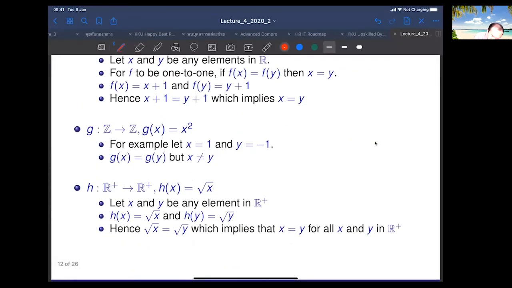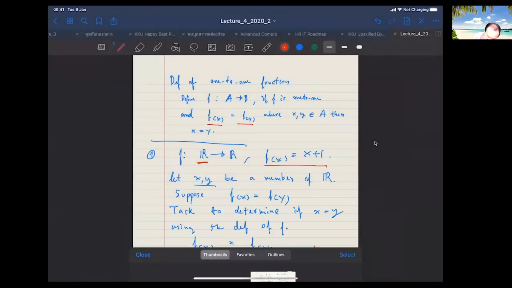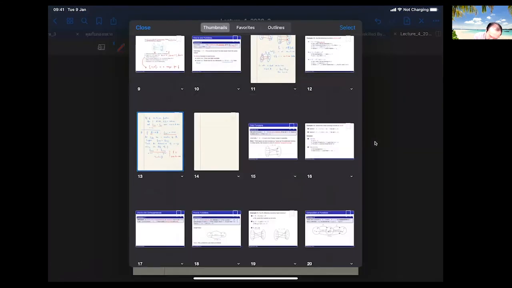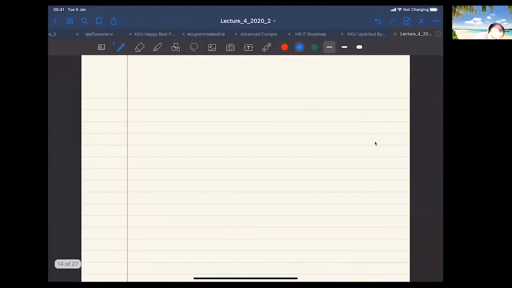Okay, second one, g. Let me just add another page. So let's say g is a function from integer to integer, g of x equals x squared. Now our job is to check if g is 1-to-1. Now how do we check? We're going to use the definition of 1-to-1.